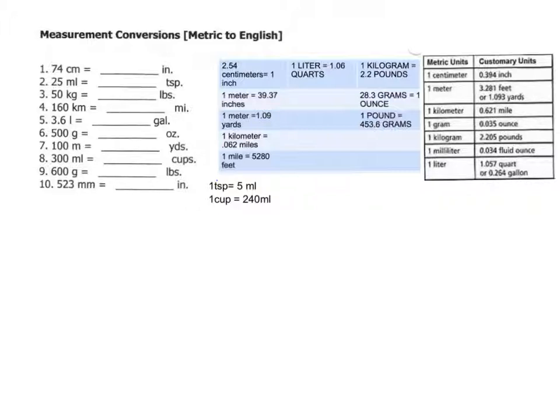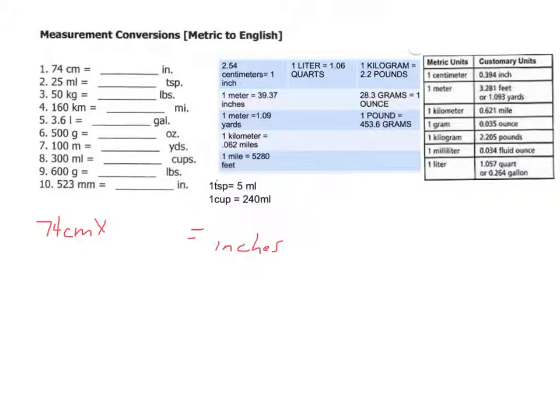Now when we do these problems, what we want to do, and we're going to start with number 1, is we want to put down what is given to us. And we are given 74 centimeters. And we're going to end with our answer being in inches. Now we need to convert from centimeters to inches. Okay, so we'll notice that on our chart, our very first area, we have 2.5 centimeters equals 1 inch. We're going to use that conversion.